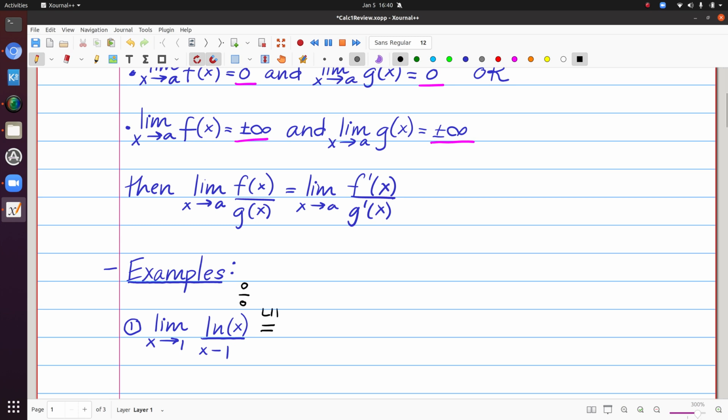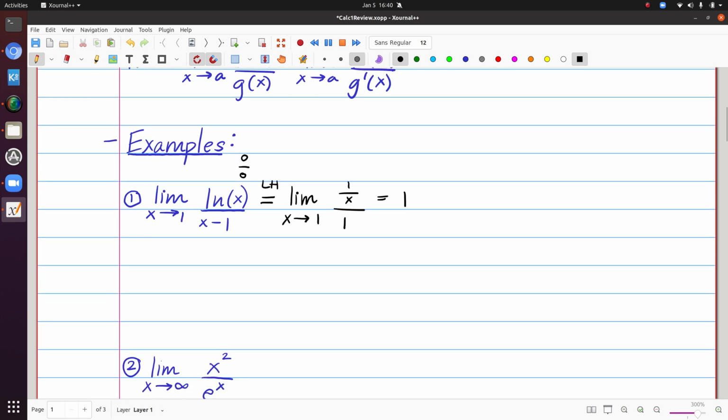And it's good practice to indicate when you are using L'Hopital's rule. I'll put an LH here over the equal sign. And what I want to do here is take the derivative of the numerator, ln of x. That has derivative 1 over x. And we're dividing that by the derivative of x minus 1, which is 1. And here we no longer have an indeterminate form. Instead, I can simply plug in x equals 1 to see that this limit will approach 1.